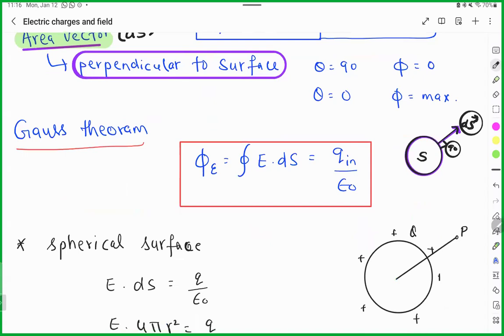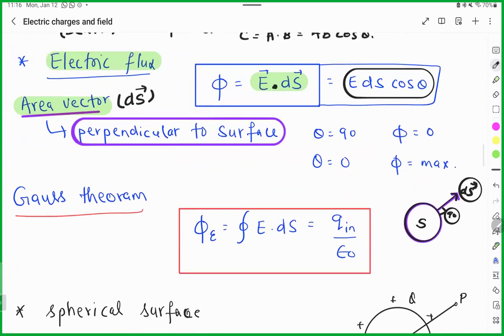So, come to this point. This is an extremely important point. That is why it is encircled. It is always perpendicular. It's not the surface, it's not S. It is a unit vector which is perpendicular to the surface. So if theta is 90, you know cos 90 value is 0, because the electric field and the area vector will be in the same direction. So what does it mean?